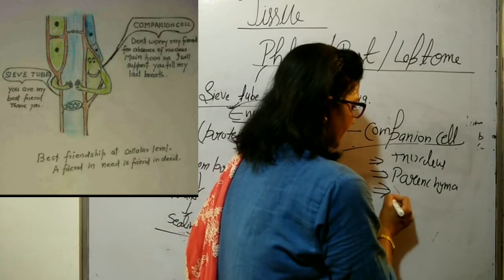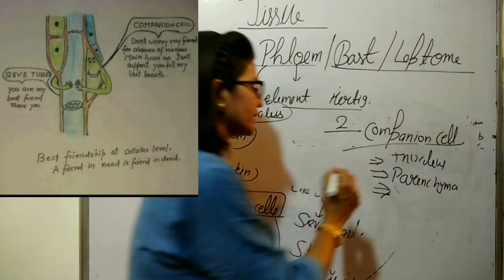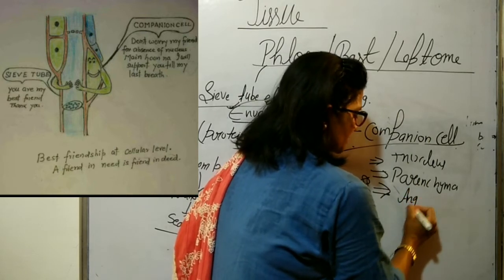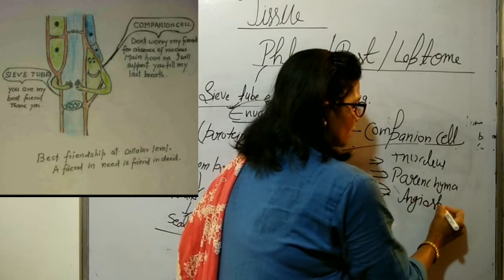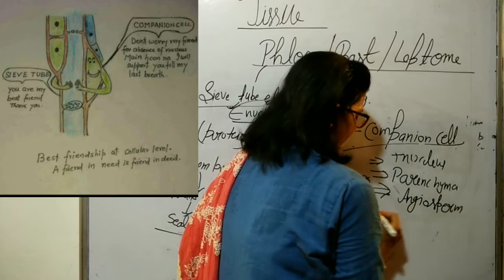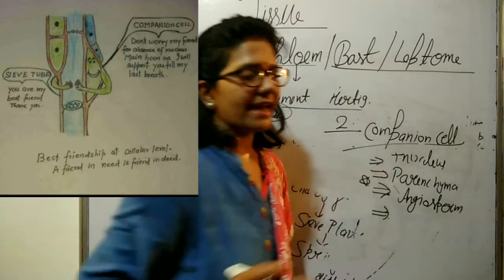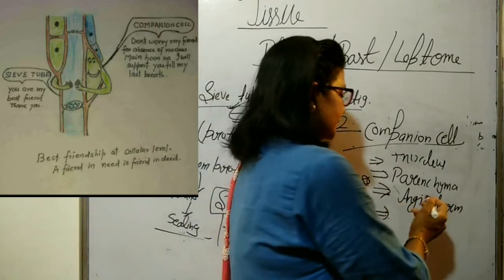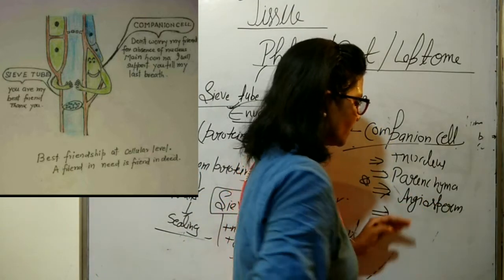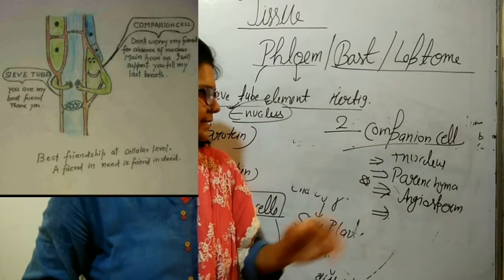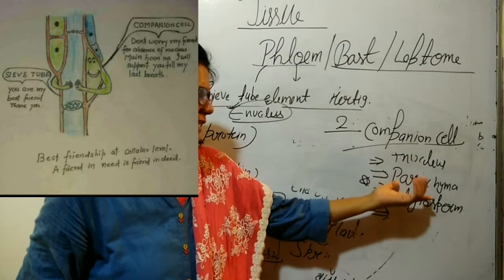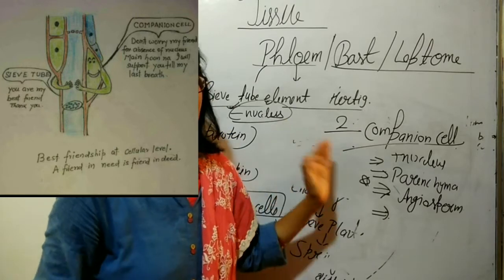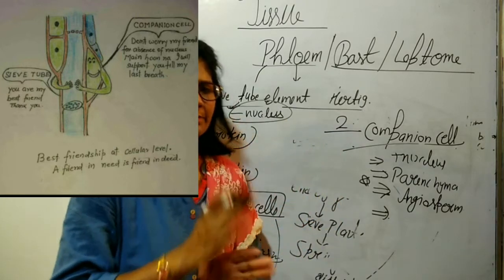And the third very important characteristic: it is a characteristic of angiosperms, means you will not find it in gymnosperms, the naked seeded plants. Okay. Then there is one more thing about this. There is dense cytoplasm helping that. So yes, it also helps in the conduction of the organic material.